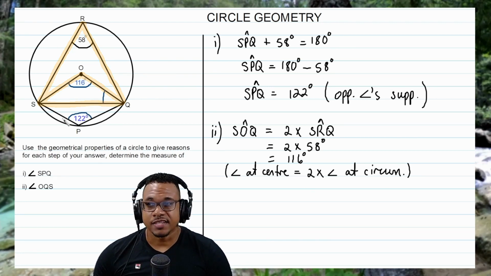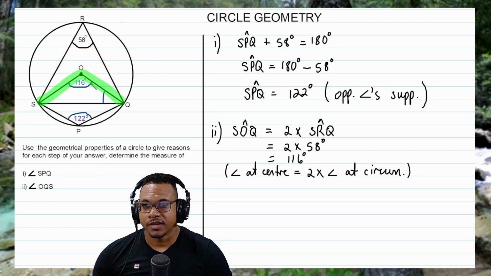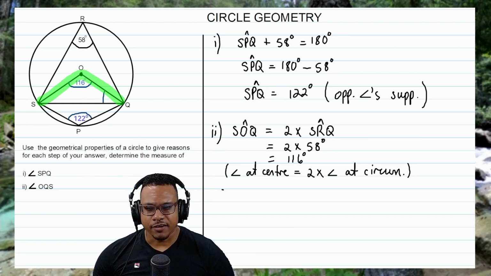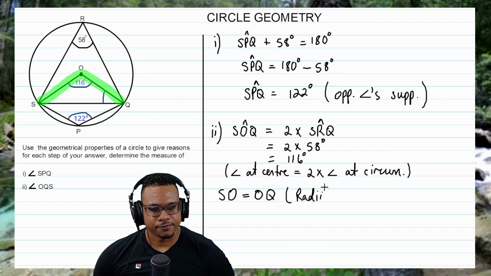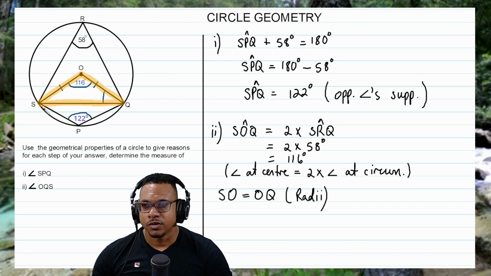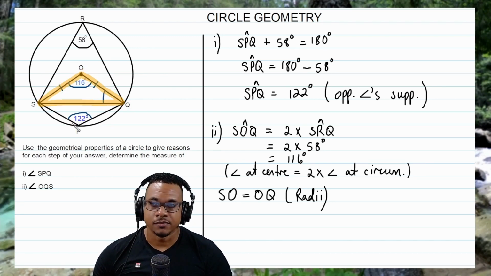Now next, I notice that the length of the line SO and the length of the line OQ are equal because they are the radii of the circle. So I'll write SO is equal to OQ. And my reason for that would be radii. Now that I know that these 2 sides are equal, then this triangle SOQ would be an isosceles triangle. Therefore, the base angles of an isosceles triangle are equal.